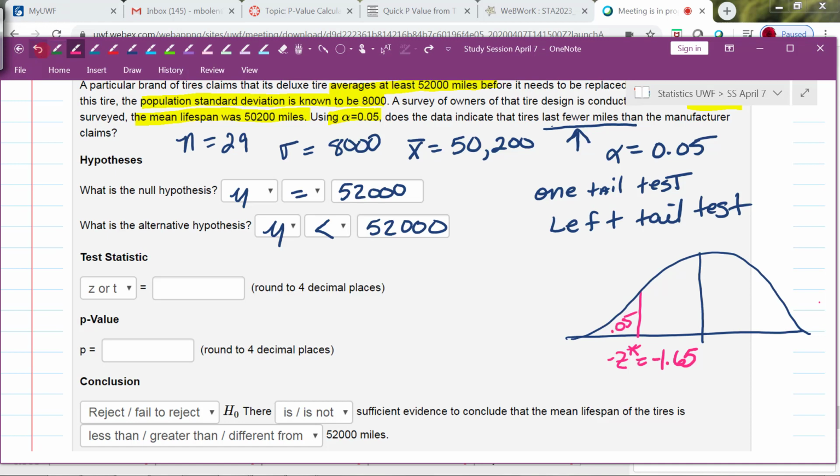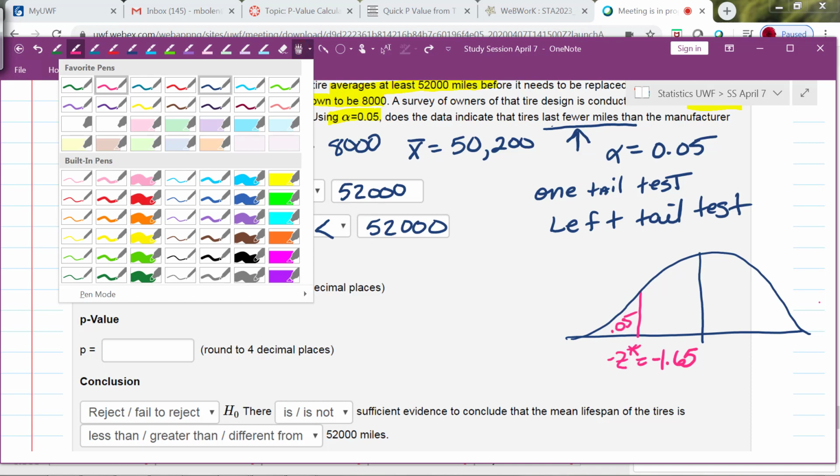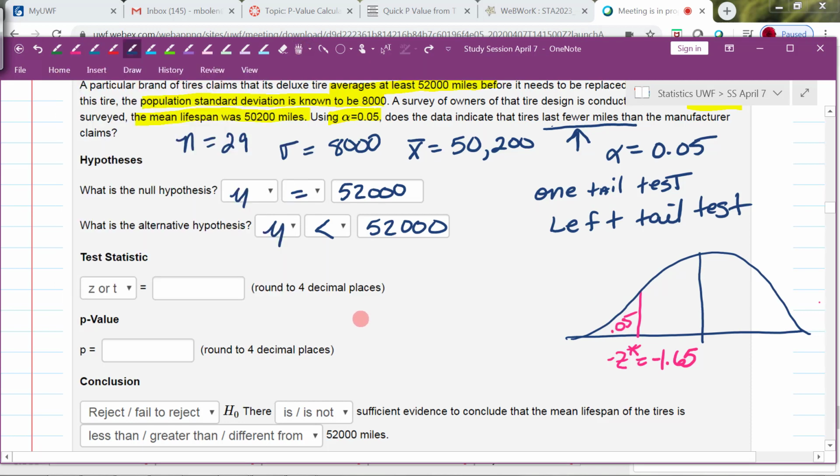So, okay, now we have our picture drawn. Now we need to calculate our test statistic. Our test statistic is Z equal to X bar, 50,200, minus mu, 52,000, divided by sigma, 8,000, divided through by the square root of n, 29.